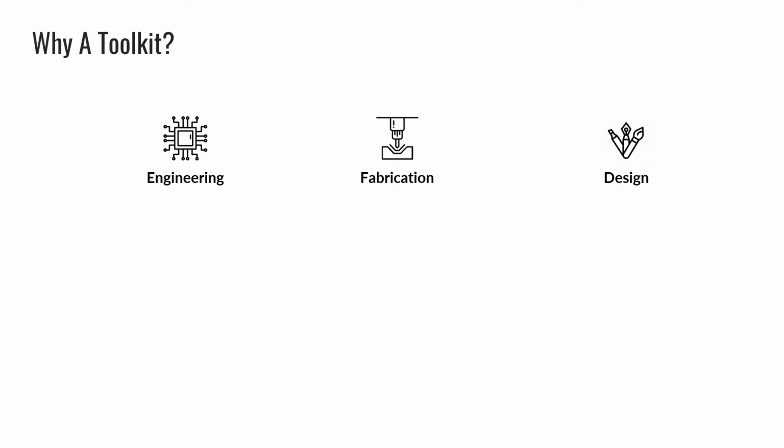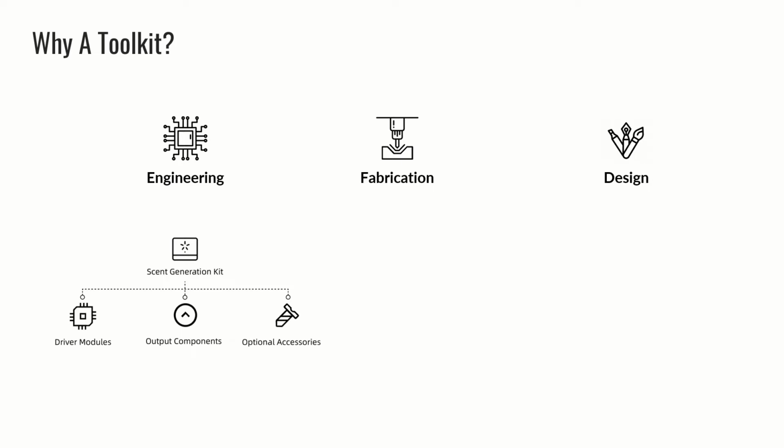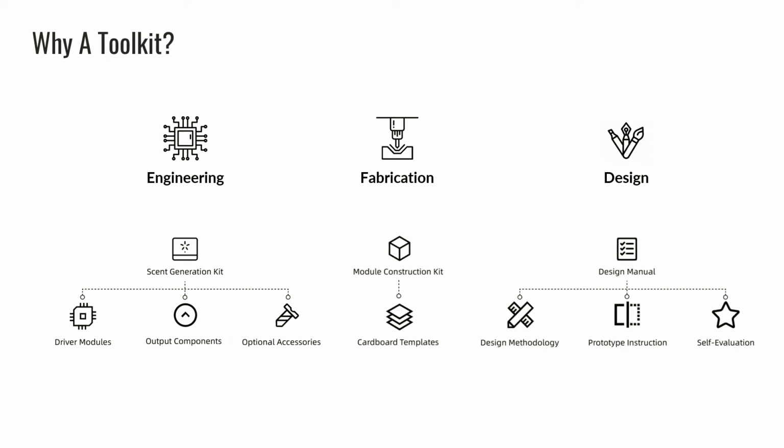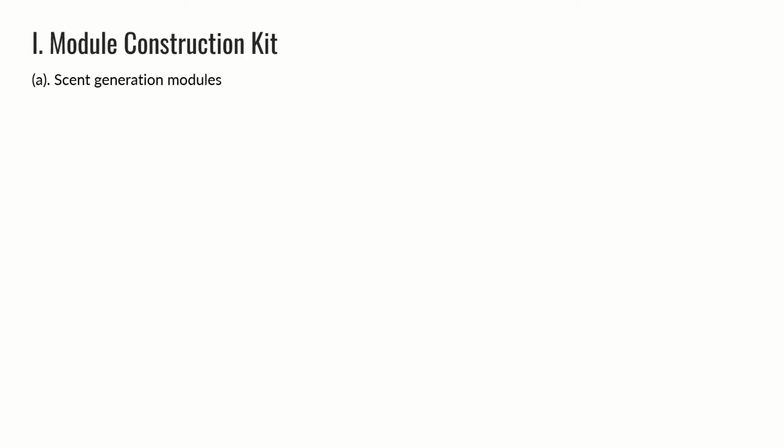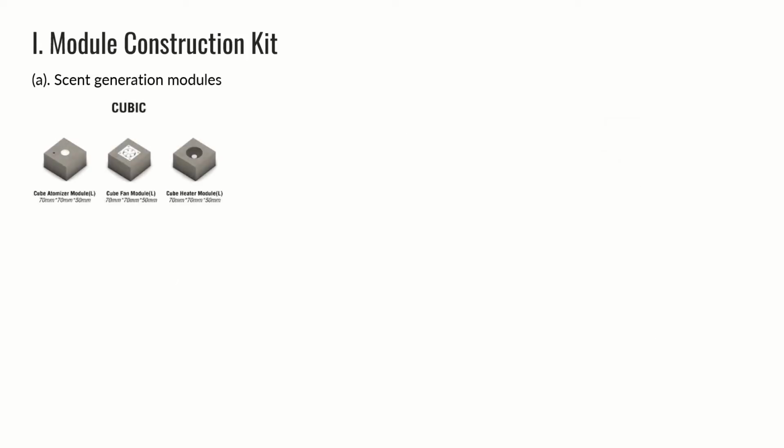As shown in previous research, designing an olfactory interface required a significant amount of design, fabrication, and engineering effort. The toolkit consists of three main components: scent generation kit, module construction kit, and design manual. The module construction kit is a set of foldable cardboard templates that can be assembled into permutable functional modules to support the three most common scent generation technologies: fan, heating, and atomizing.